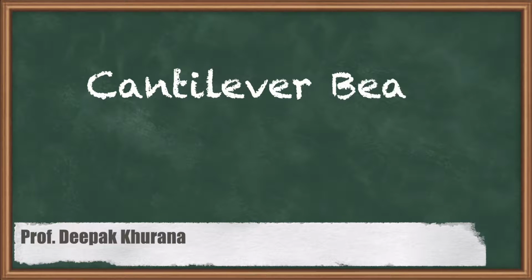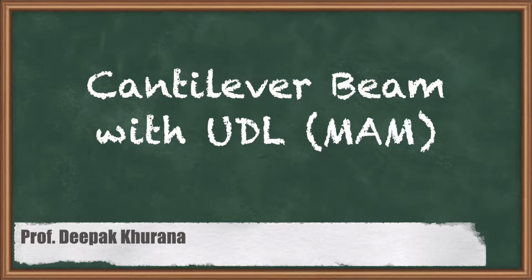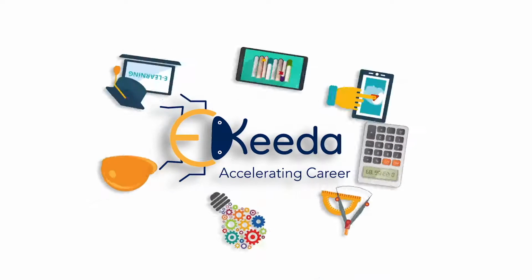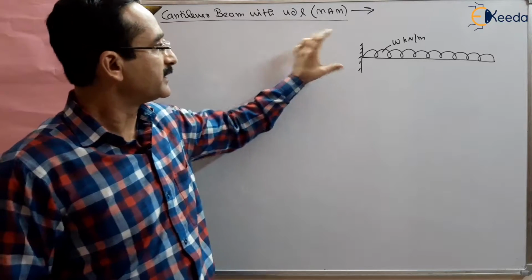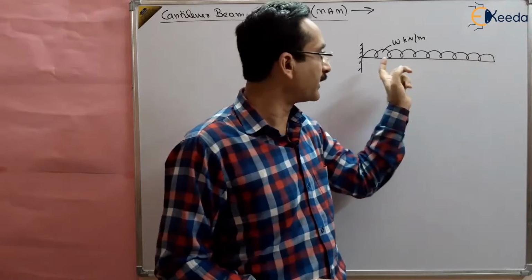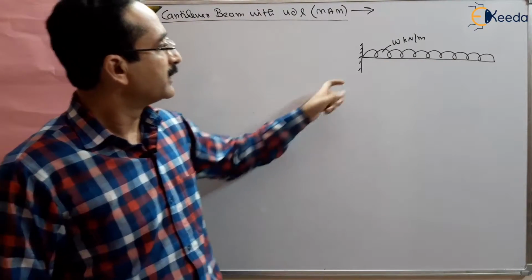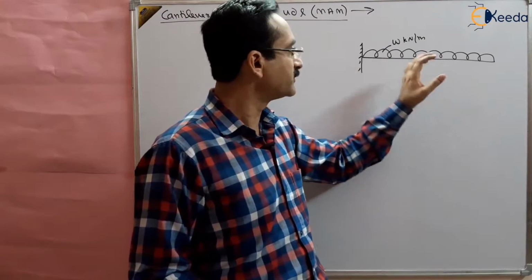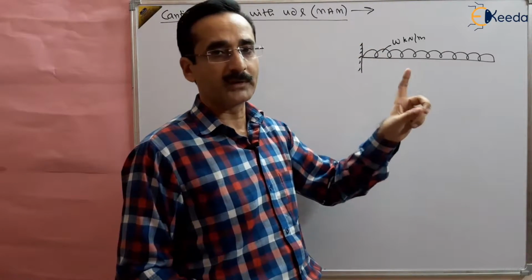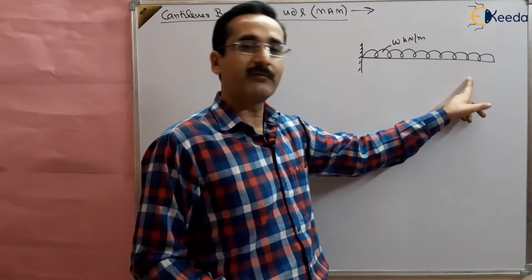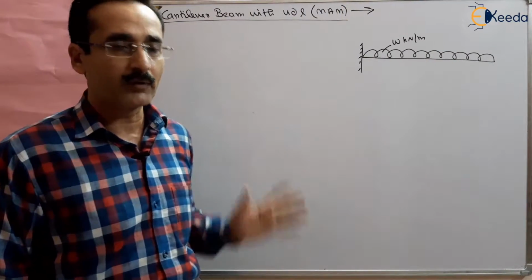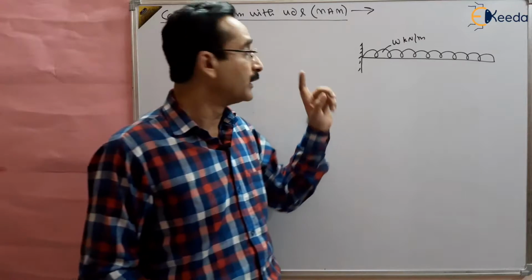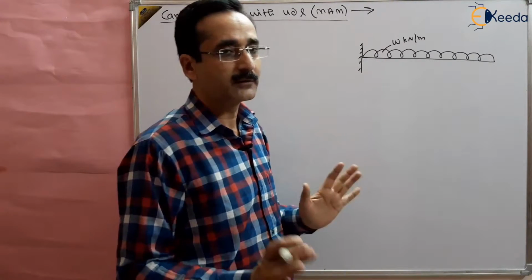Hello students, in this session we are going to study the cantilever beam with UDL. There is a cantilever beam with UDL on the entire length, and we want to find out the deflection and slope of this beam, the maximum deflection and maximum slope. Basically our aim is to find the maximum deflection and maximum slope for this beam using the moment area method. We have already done it using the double integration method. Now we want to use the moment area method for this beam.